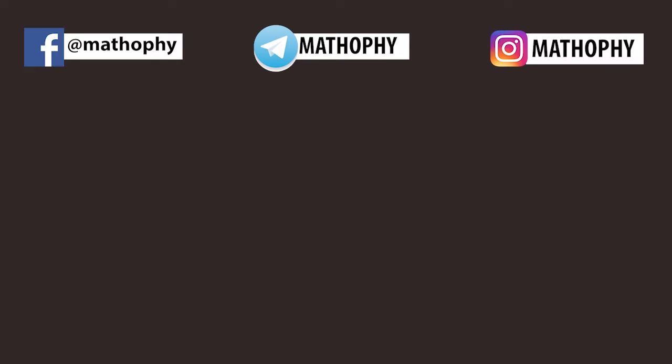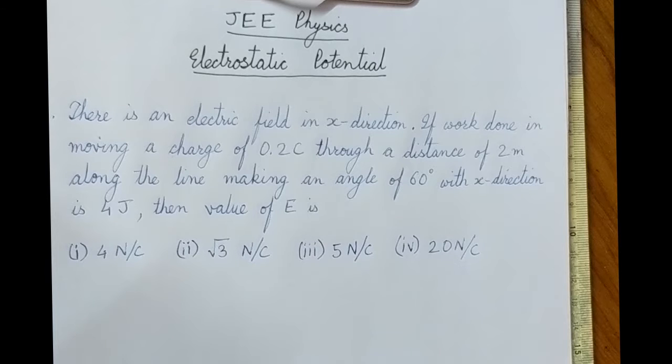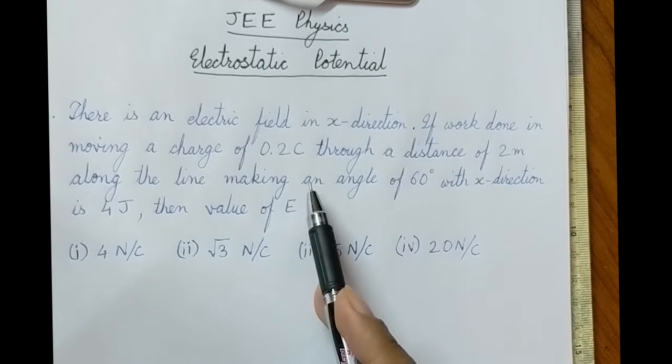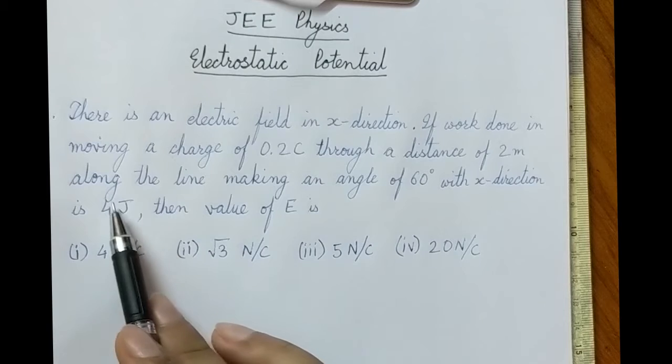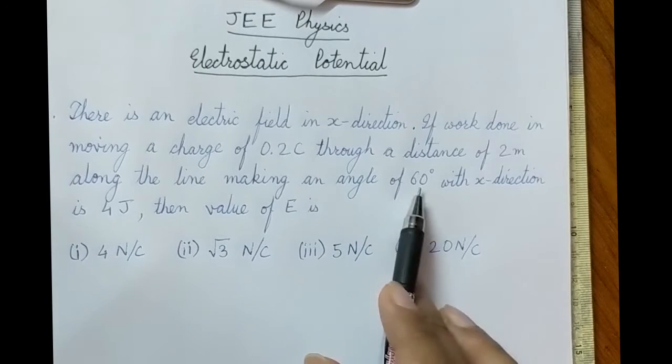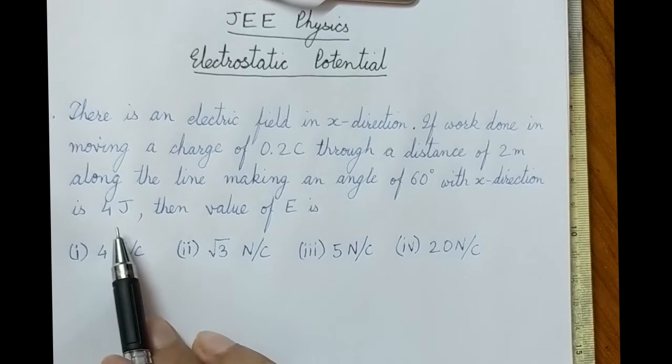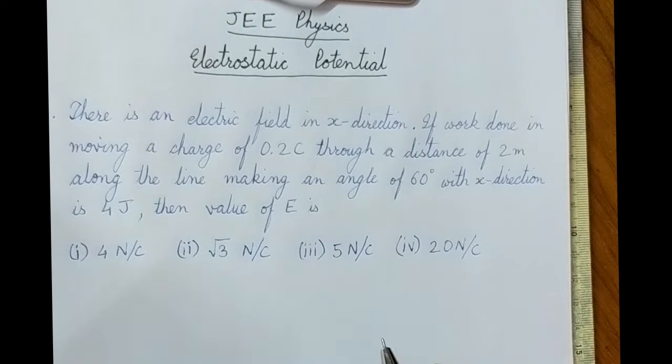Let's get started with our JEE problems. For the first question today we have this. There's an electric field in x direction. If work done in moving a charge of 0.2 coulomb through a distance of 2 meters along the line making an angle of 60 degree with the x direction is 4 joules, then the value of the electric field is.